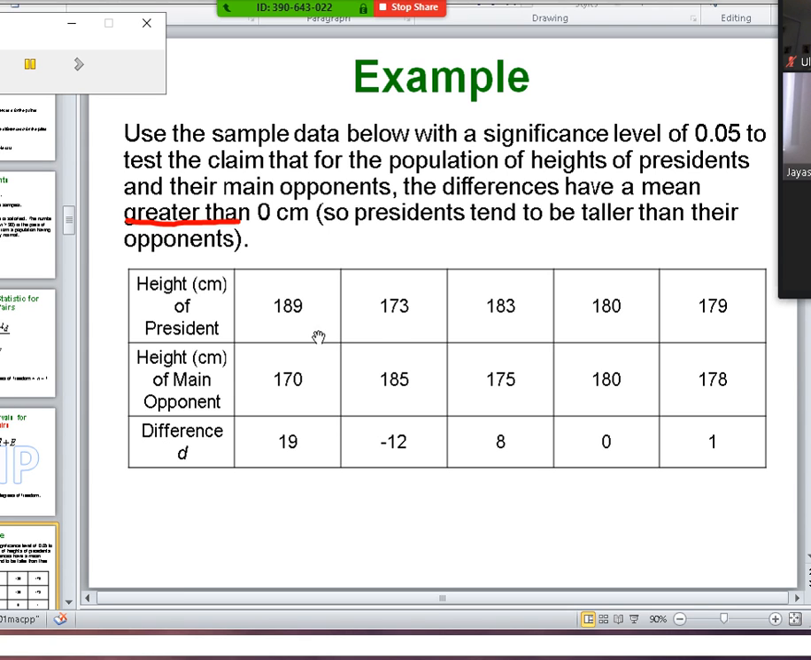And then subtract them. Take the top one, subtract the bottom one. Whichever one you want to be the top one, subtract the bottom one. And then you've got these differences here. Then we're going to throw those into a calculator, into a list, and do 1-Var Stats on them to find your x bar and your s.